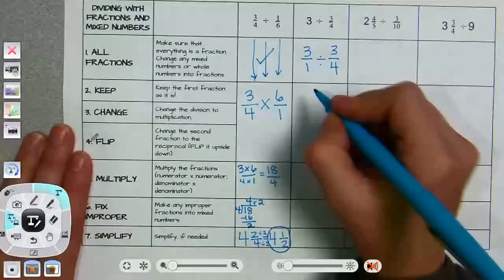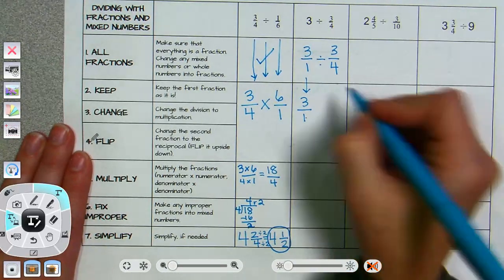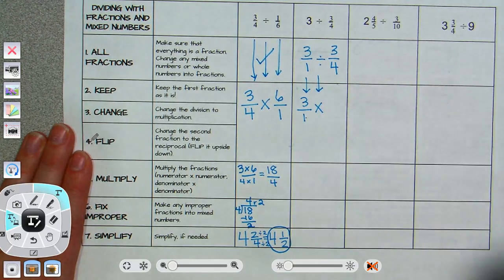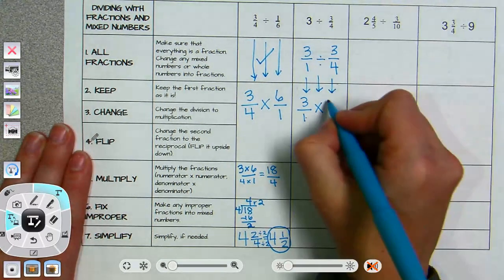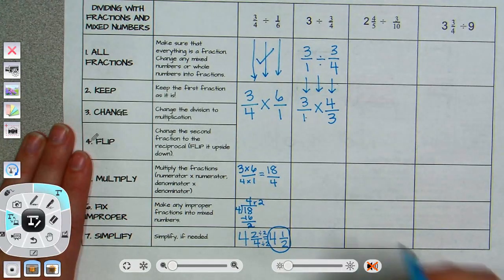Okay, next we're going to keep, change, flip. So we're going to keep 3/1. We're going to change to multiplication, and we're going to flip the second fraction. So now it's going to be 4/3.